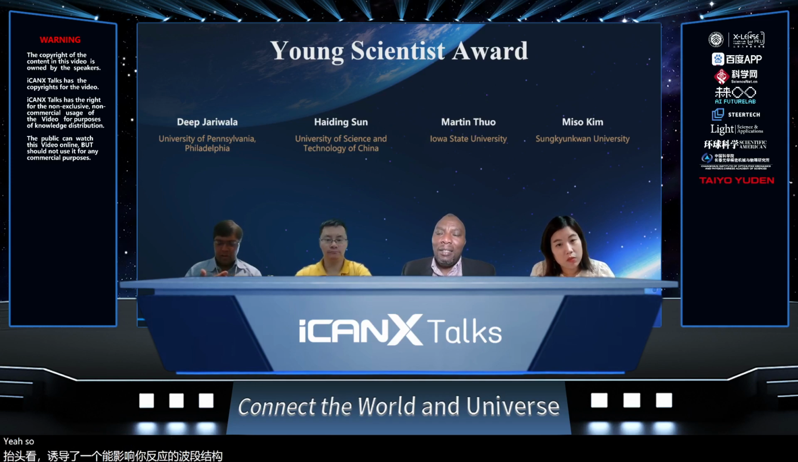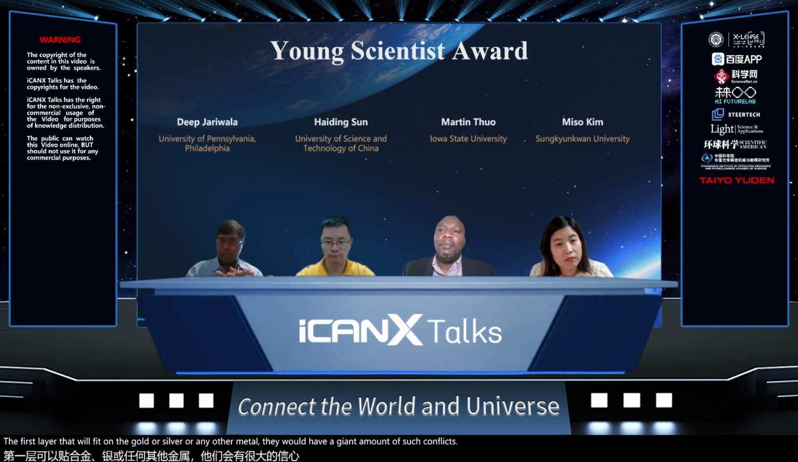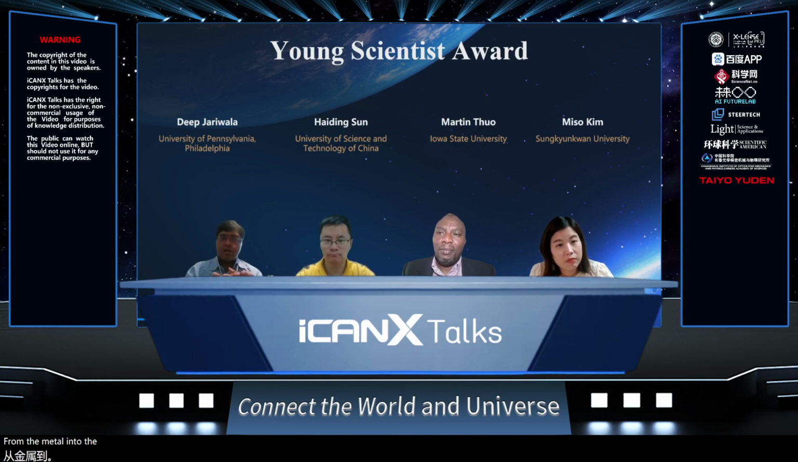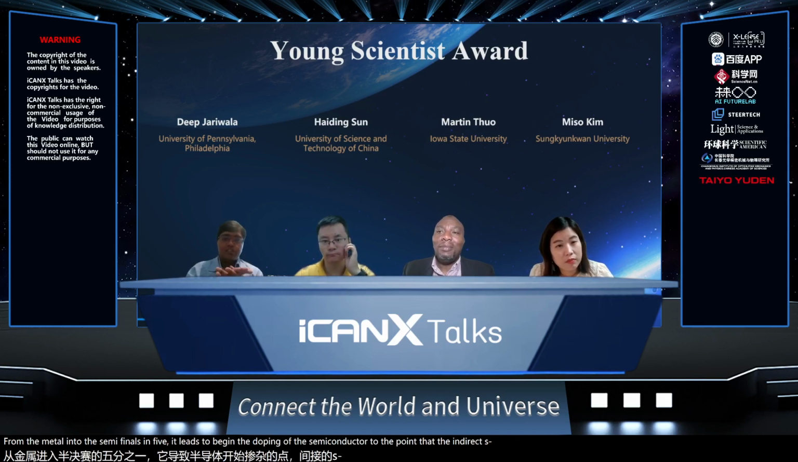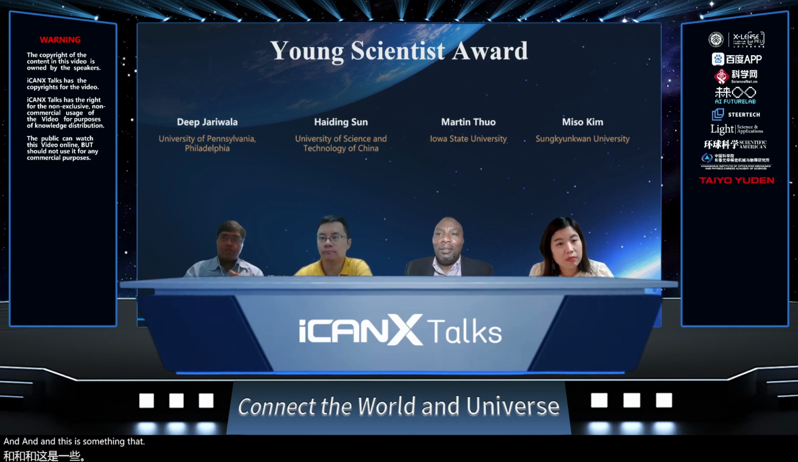Yeah, so again, very careful observation and very good question. So you are right. The first layers that sit on the gold or silver or any other metal would have a giant amount of charge transfer from the metal into the semiconductor. In fact, it leads to degenerate doping of the semiconductor to the point that the entire exciton can get extinguished. And this is something that we have studied separately in a separate context, and there are a whole series of papers on that too.